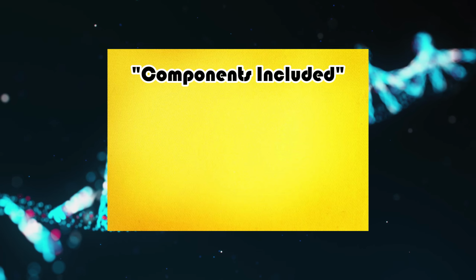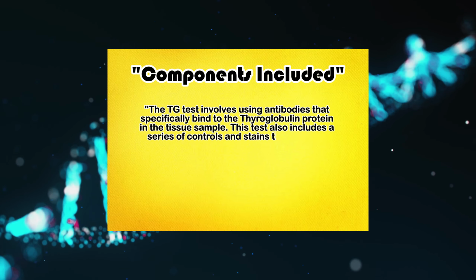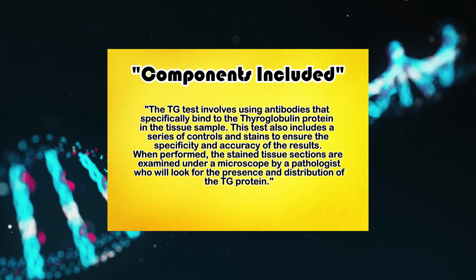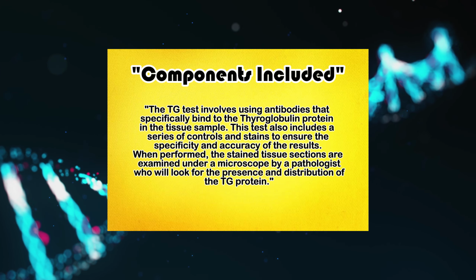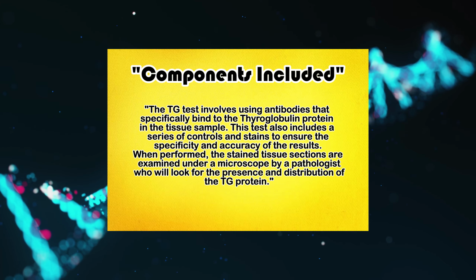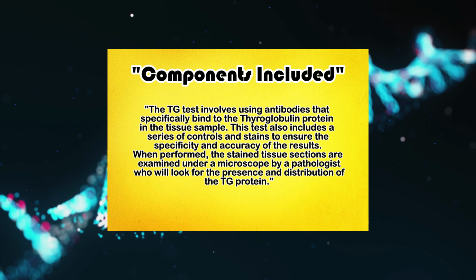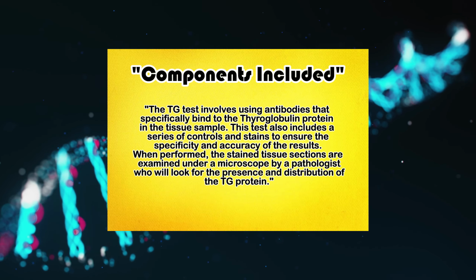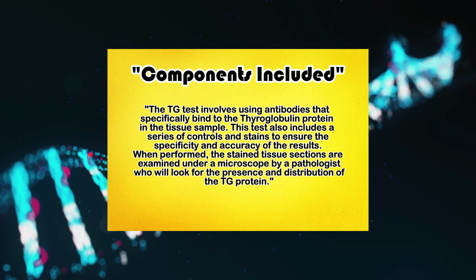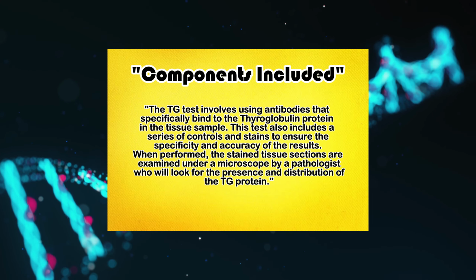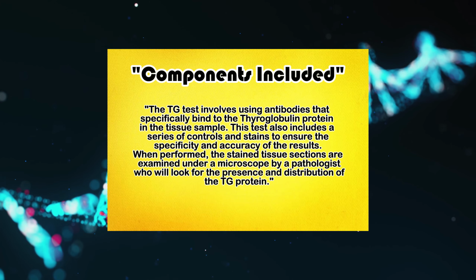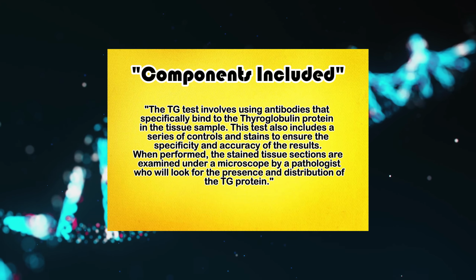Components. Antibody test. The TG test involves using antibodies that specifically bind to the thyroglobulin protein in the tissue sample. This test also includes a series of controls and stains to ensure the specificity and accuracy of the results. When performed, the stained tissue sections are examined under a microscope by a pathologist who will look for the presence and distribution of the TG protein.